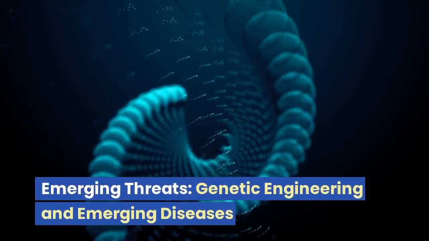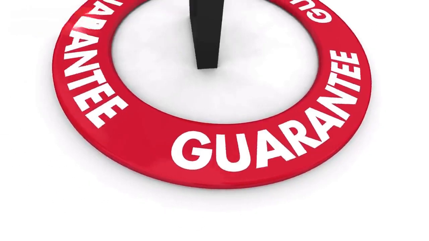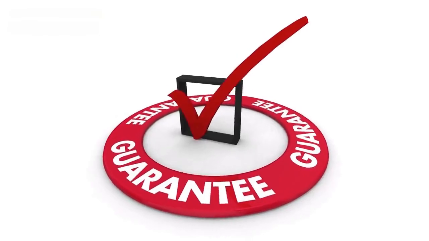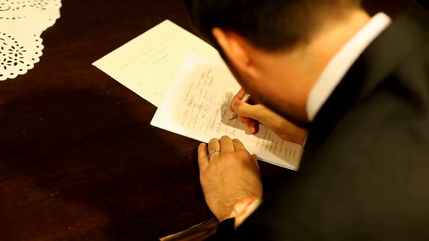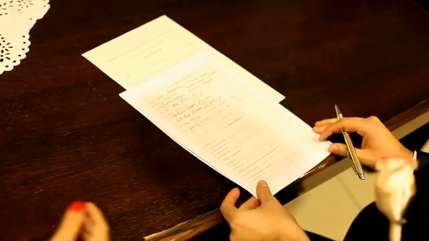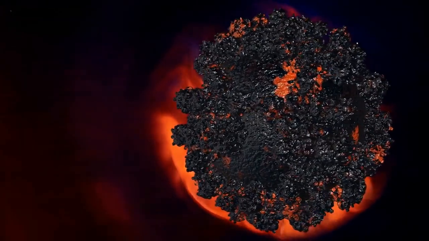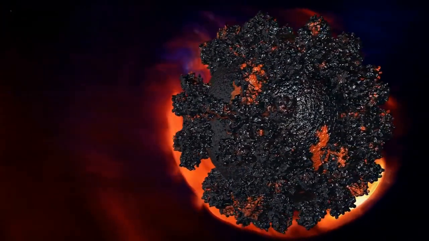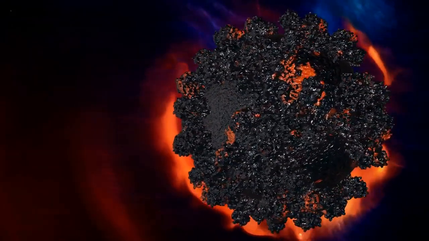6. Emerging threats. Genetic engineering and emerging diseases. As technology advances, new threats to biodiversity arise. Genetic engineering, although holding promise for various applications, also carries risks. The unintended consequences of releasing genetically modified organisms into the wild could have irreversible effects on ecosystems. Moreover, emerging diseases, such as zoonotic viruses, can rapidly spread and decimate populations, as exemplified by the recent COVID-19 pandemic.